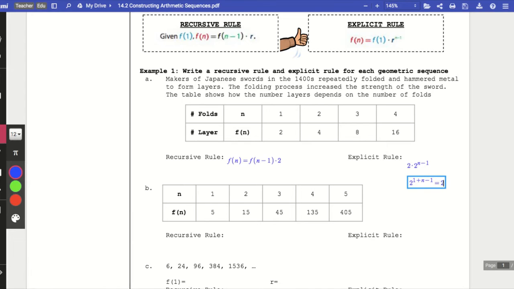So 2 to the n power is actually going to be my explicit rule, which means if I just plug in a number, 2 to the first power, I get 2. 2 to the second power, I get 4.